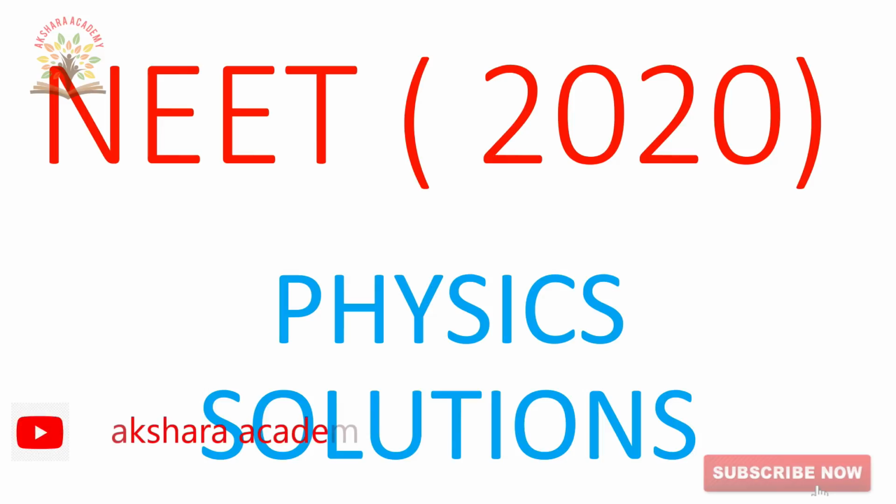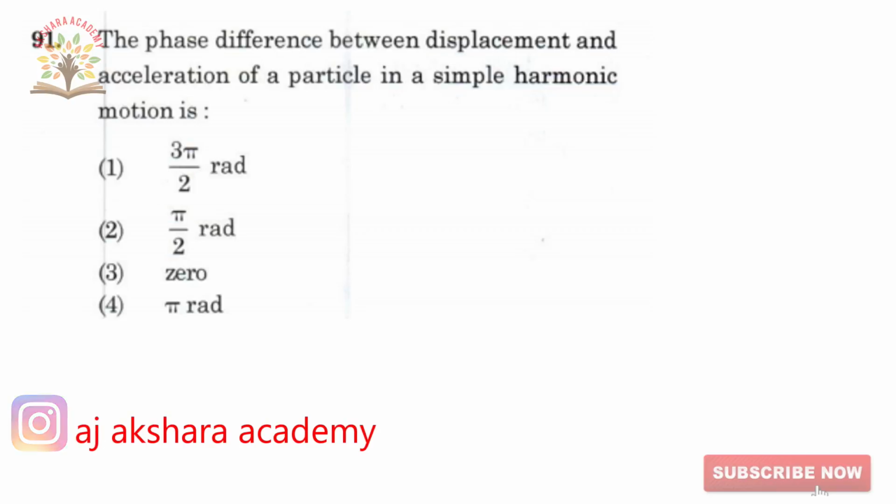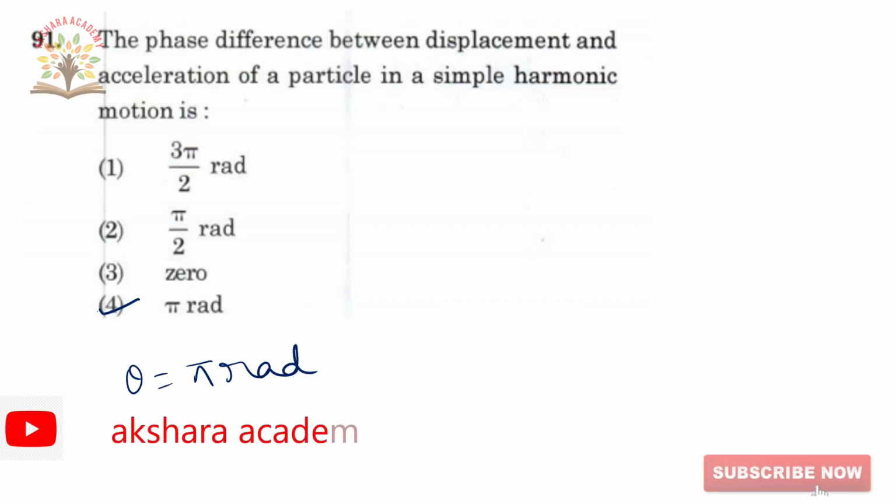Let us go to today's session, NEET 2020 Physics Solutions. First, this is the G3 question paper, question number 91. In this question, the fourth option is the correct option. Theta is equal to pi radians. This is the answer.